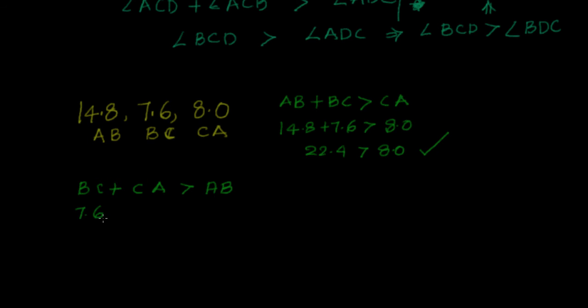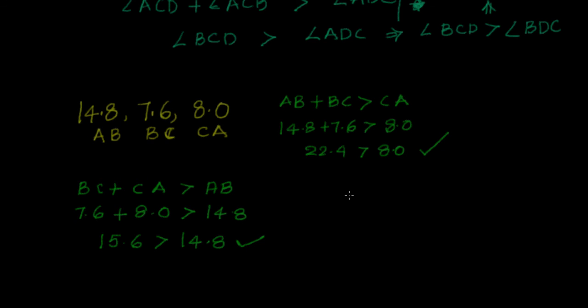BC is 7.6, CA is 8.0. They should be greater than AB, that is 14.8. Let us check this. If I add, this is 15.6, which is greater than 14.8. So this is also fine.